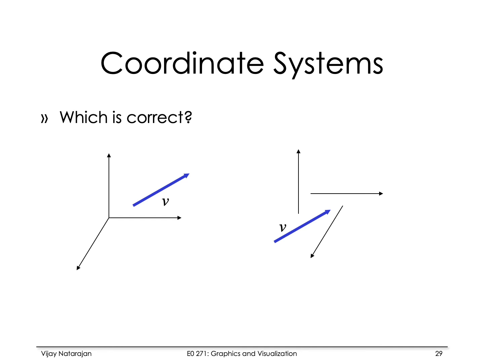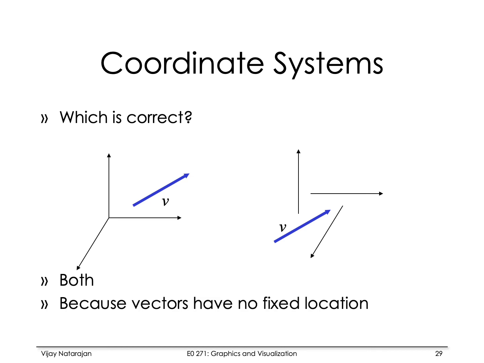Let's go through a quick thought exercise. Which of these two representations is correct? When you think about a vector v, in our mind, we may think that the image on the left is correct. However, the basis has no real position in space. So both are correct. The reason both are correct is that vectors have no fixed location. This is of course not useful for us in computer graphics.